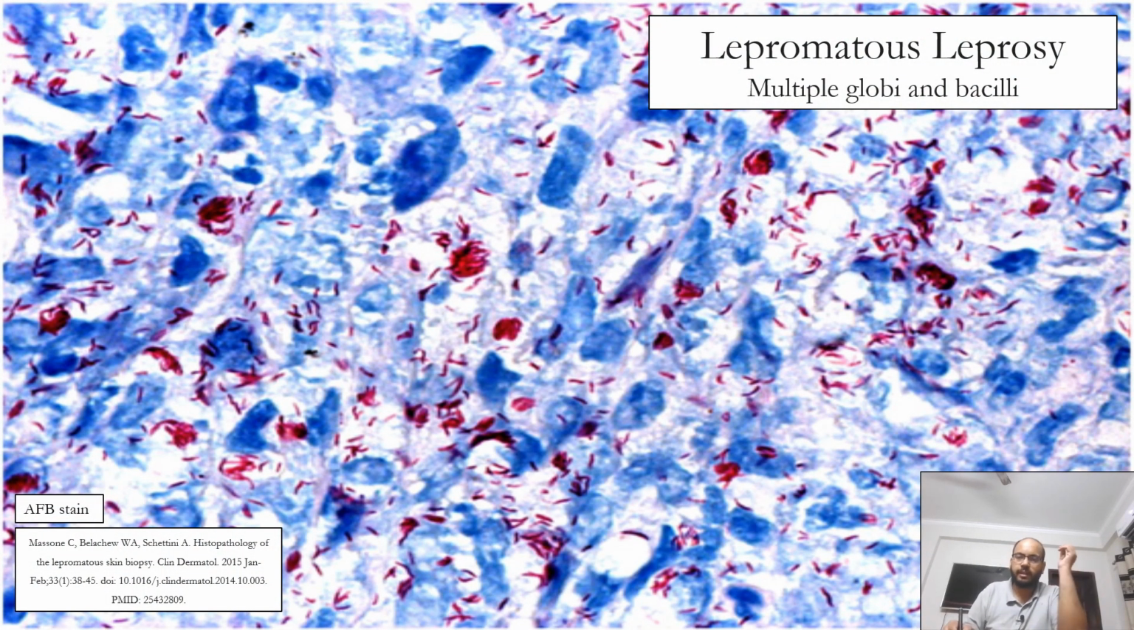Now this is AFB stain. This is just to show you the sheer amount of bacilli inside the granulomas. So these large bodies are nothing but globi. Okay, globi. And singly lying AFB are also seen, so acid fast bacilli. The whole granuloma would be filled with AFB. It is AFB positive. These are live bacilli. These are longer rod shaped lepromatous bacilli. So Mycobacterium leprae, and that is what we see filled with AFB positive cells. Okay.